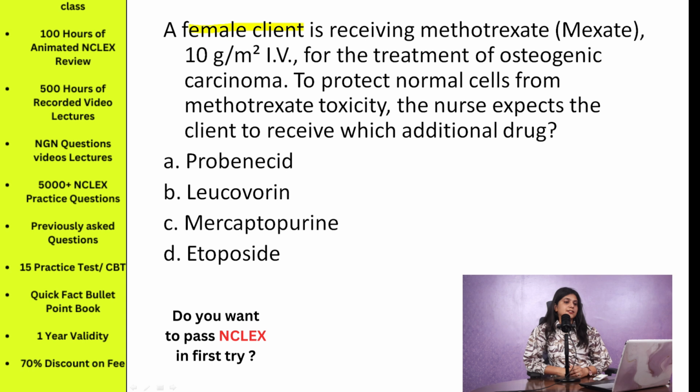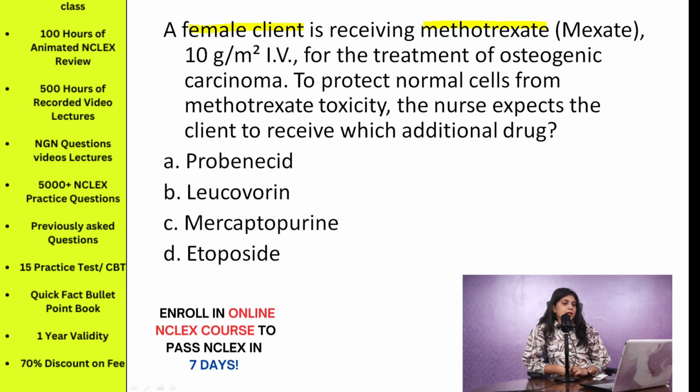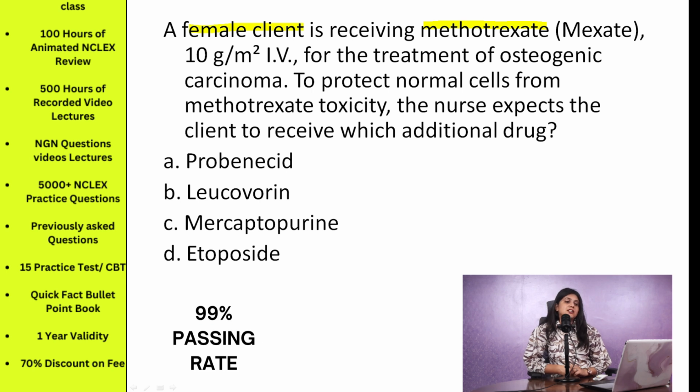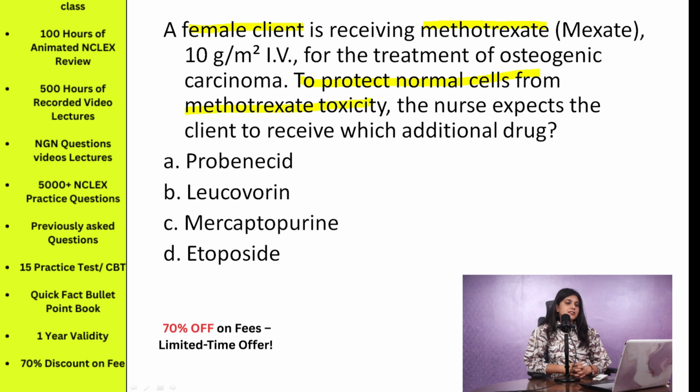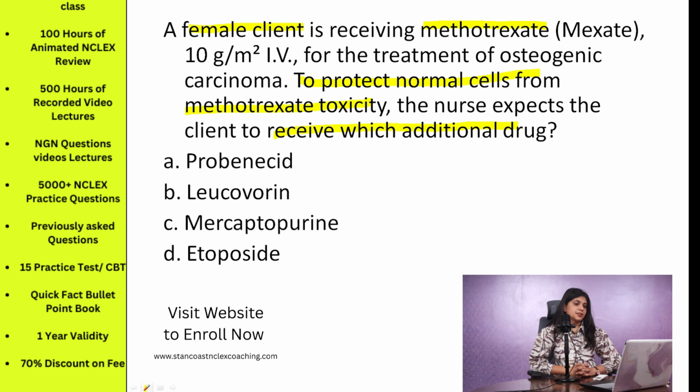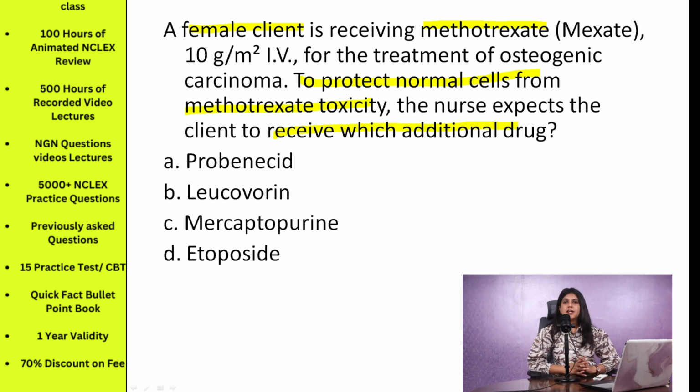A female client is receiving methotrexate, 10 grams per square meter, intravenously for the treatment of osteogenic carcinoma. To protect normal cells from methotrexate toxicity, the nurse expects the client to receive which additional drug? A. Probenecid. B. Leucovorin. C. Mercaptopurine. D. Etoposide. Correct answer: B.